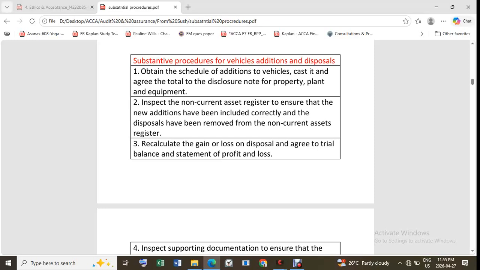we have to check the non-current asset register. In non-current asset register, we can check the full list of the detailed list of the assets since opening plus addition minus disposal, whether those new addition has been included correctly or not. We have to check that, and whether the disposal have been removed or not.